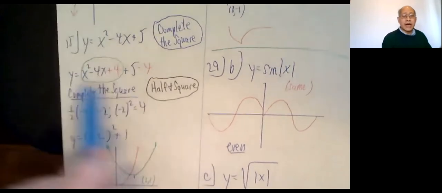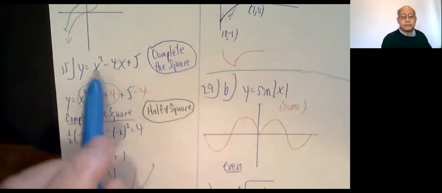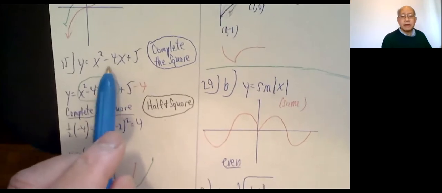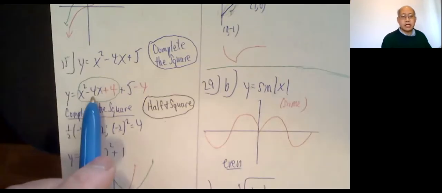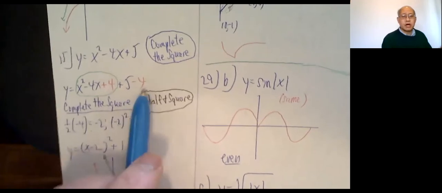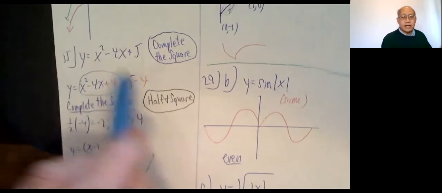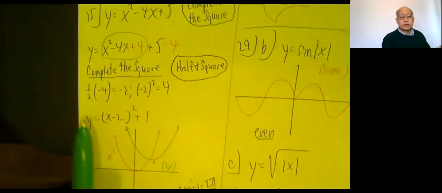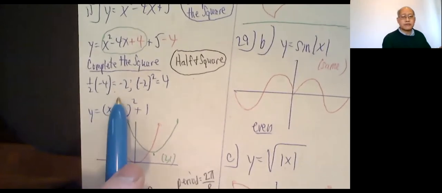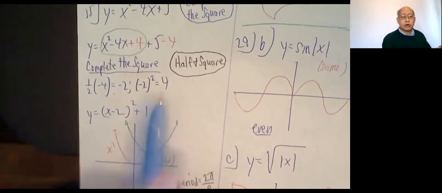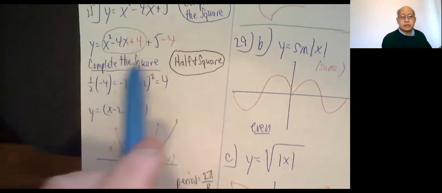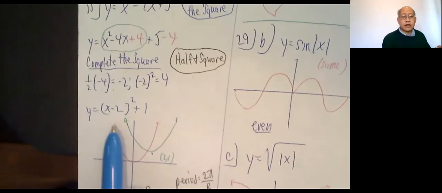So that way when you do this half and square stuff one more time, half of -4 is -2. -2 squared is 4. So +4 -4. If you do it the right way, this is a perfect square. So again, here it is. Half of -4 is -2. -2 squared is 4. So this factors into x minus 2 squared now.